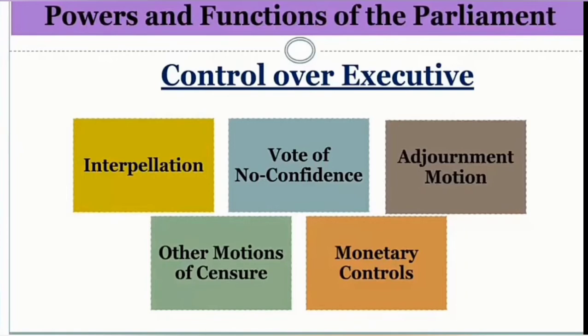This vote of no confidence is moved by a member or leader of the opposition. If the motion is carried, the government has to resign. Then we have adjournment motion. This adjournment motion furnishes the opportunity to censure the acts of omission and commission of the ministers and administration. Commission is an official group of people who are asked to find out something. Then we have other motions of censure and monetary controls.